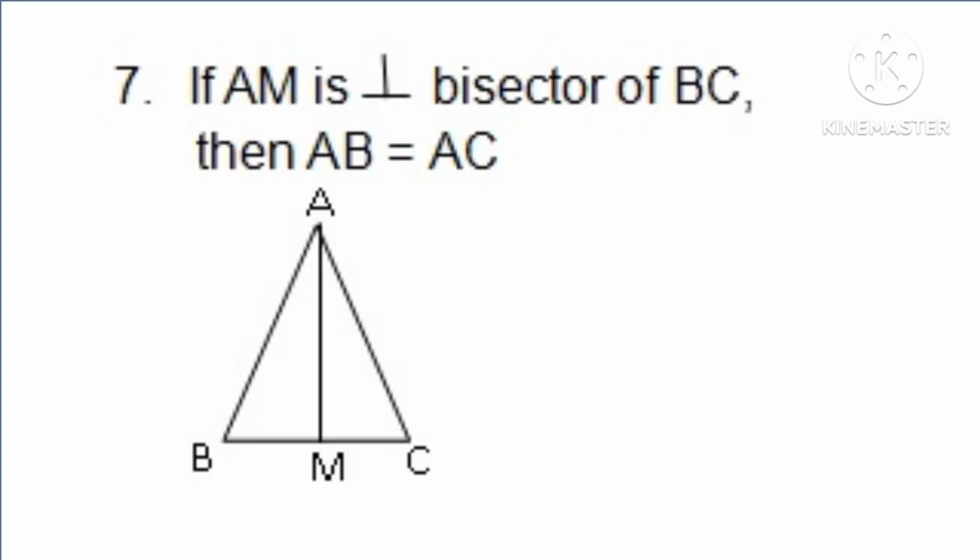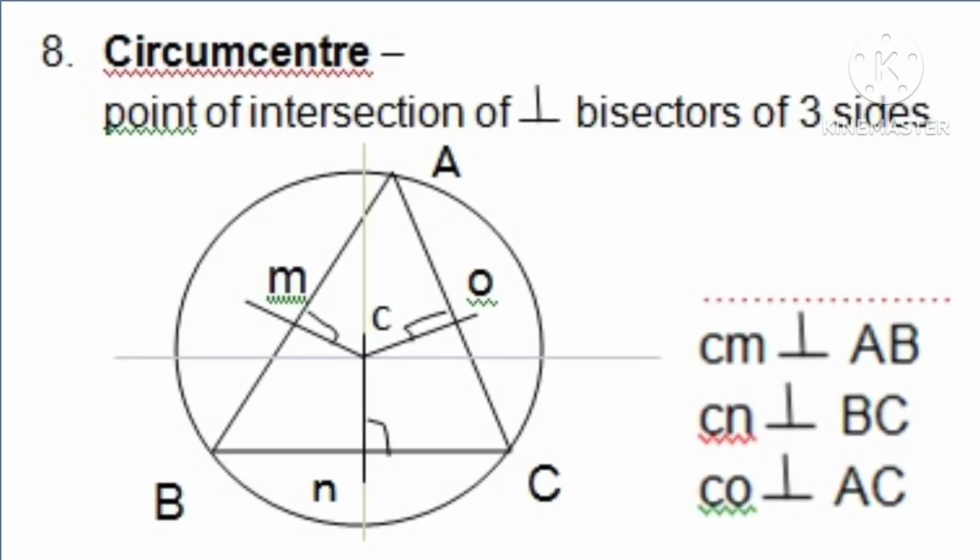7. If AM is the perpendicular bisector of BC, then AB is equal to AC. Remember, this can be proved by proving congruency of triangles ABM and ACM. 8. Circumcenter C. The point of intersection of perpendicular bisectors of three sides of a triangle is called the circumcenter of the triangle. Note it is the center of the circle which passes through the three vertices of a triangle.